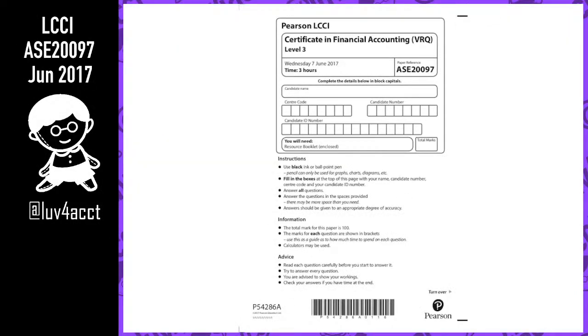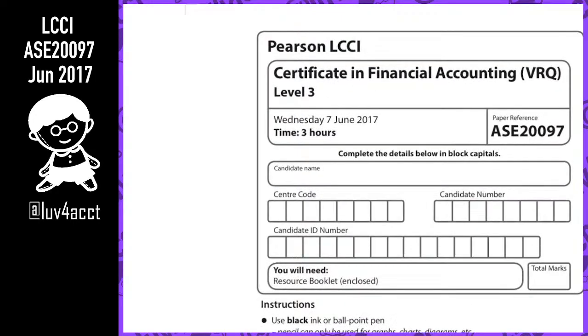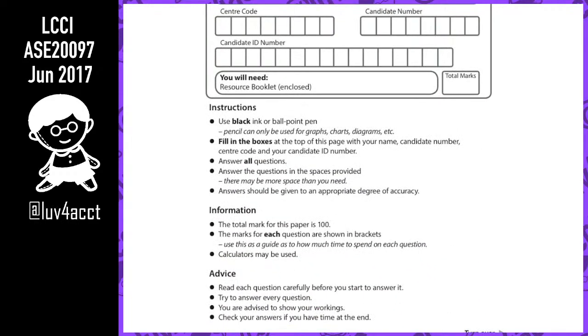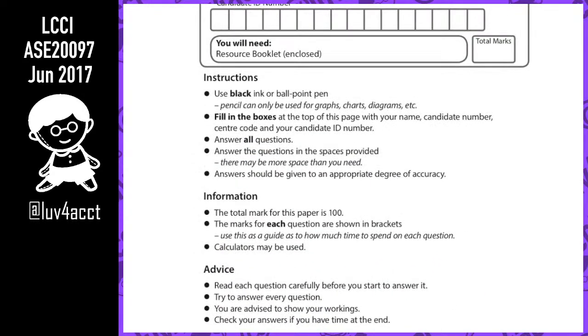So today we are going to have our 25th set of paper. Again, LCCI Level 3 Financial Accounting. This paper is for June year 2017, our 25th sets of paper. 100 marks, 5 compulsory questions. Let's start.